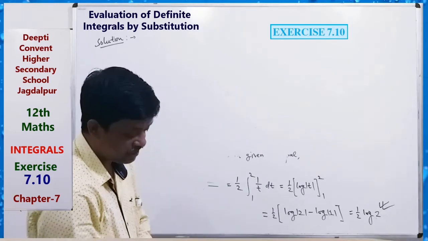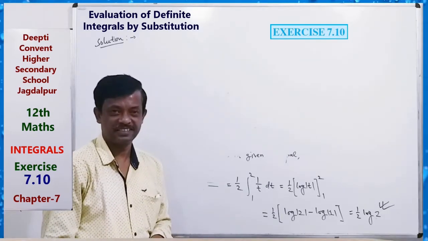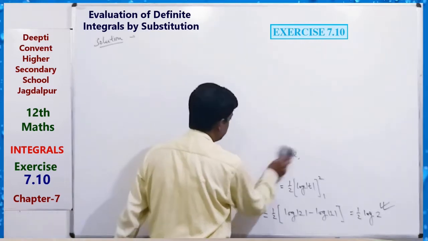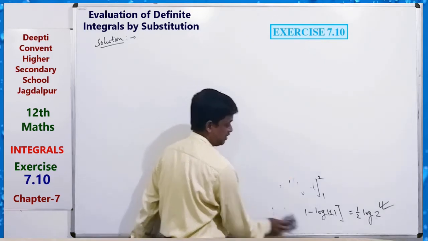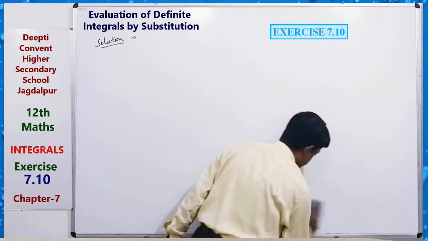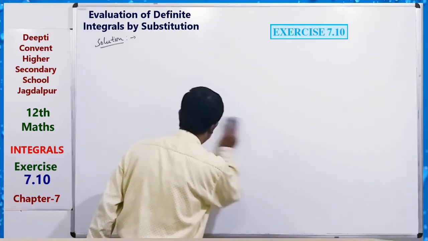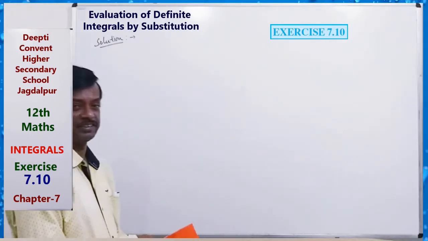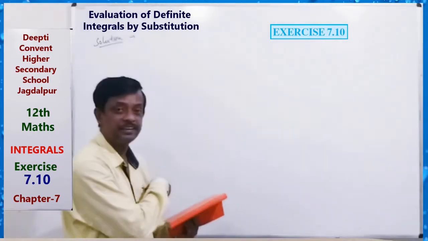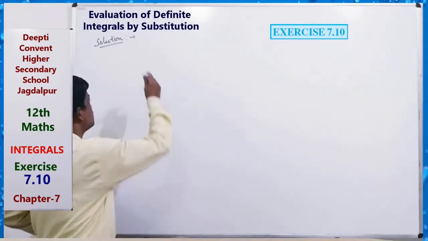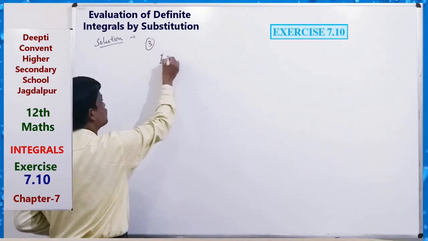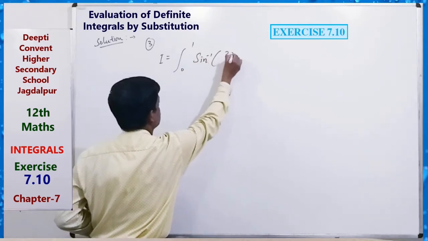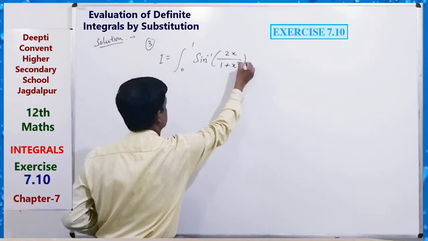Integral of sin inverse of 2x over 1 plus x square, from 0 to 1, dx. And this integral, I think we have already done this 2-3 times frequently. Very simple substitution is there. Here, given what? Sin inverse. Question third, integral equals to what? 0 to 1 sin inverse 2x upon 1 plus x square dx.